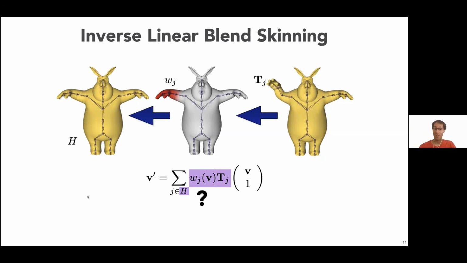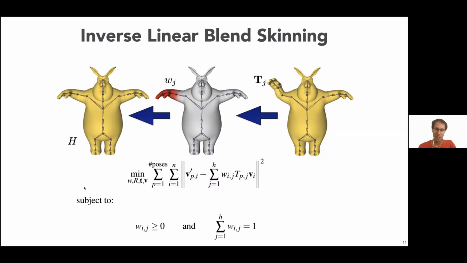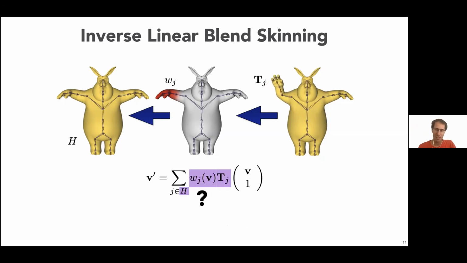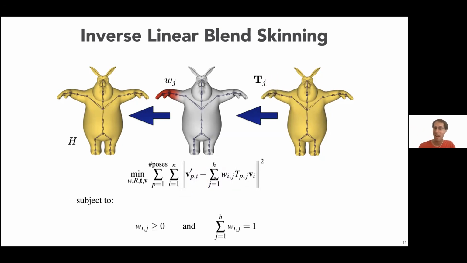We didn't invent this inverse linear blend skinning problem. This is not a new problem. We can take this formula, to write this in a least squares sense, and replace the equal sign with a subtraction, and then we can say we want to minimize this difference.